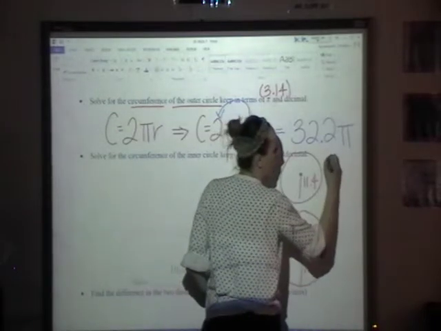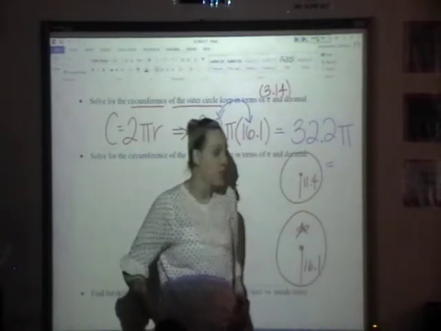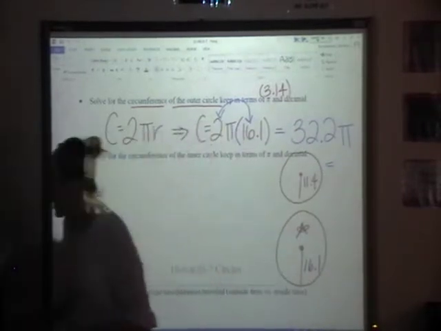Now, I want you to go ahead and give me that answer rounded using pi as 3.14. So you're going to plug into your calculator, you're going to multiply 32.2.